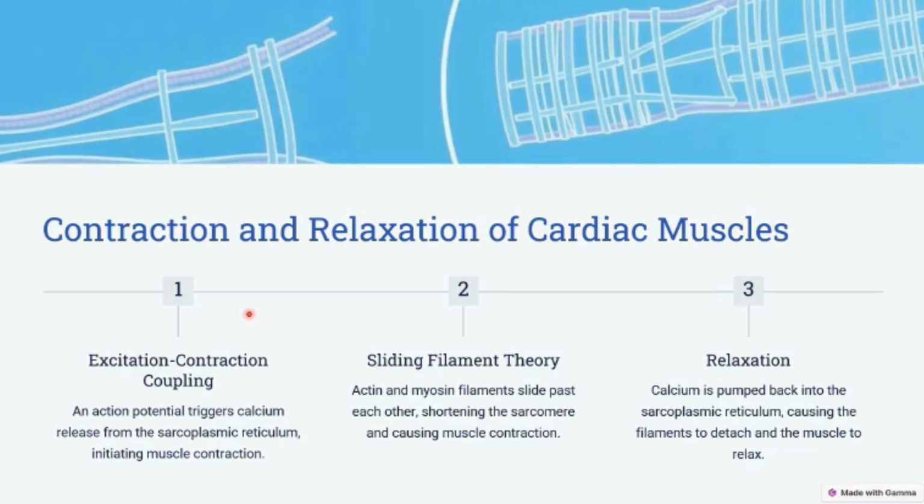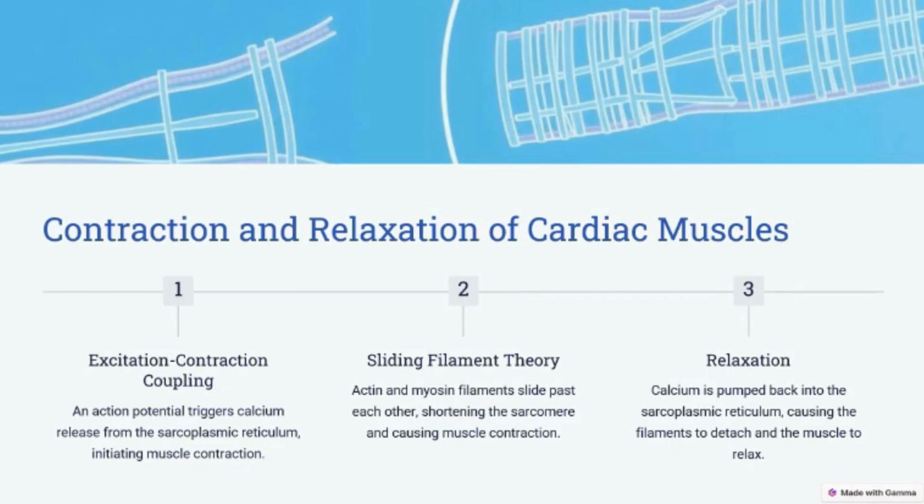We'll see relaxation now. The sliding filament theory I covered, excitation contraction coupling I covered. Now we'll see the relaxation. After contraction, the heart muscle must relax to allow the chambers to refill with blood for the next cycle. This occurs in the following steps. First, calcium removal. There was influx of calcium during contraction, so for relaxation we need efflux of the calcium.